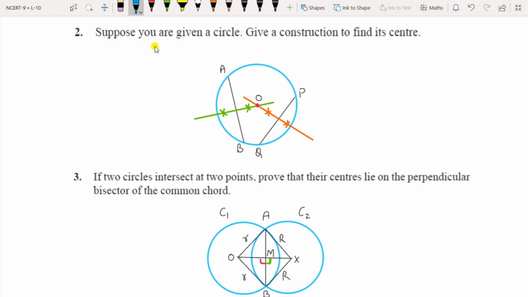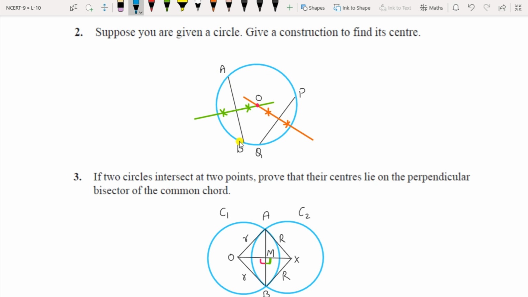So this is question second here. Suppose you are given a circle, you have to draw the construction and find its center. So this is a circle given, suppose it is drawn with a bangle or any round shaped figure, okay, and you have to find its center. So how will you find the unknown center here?